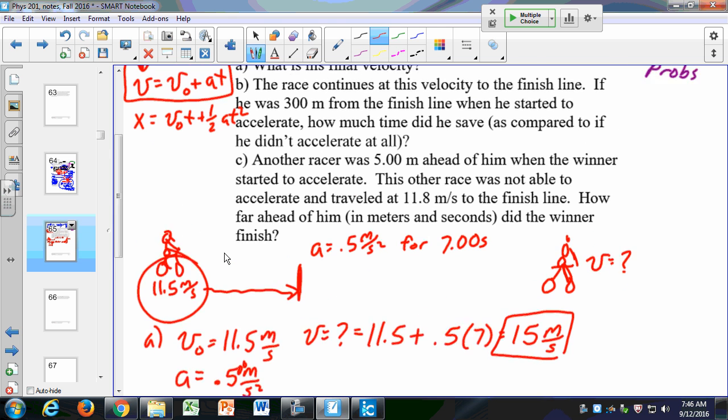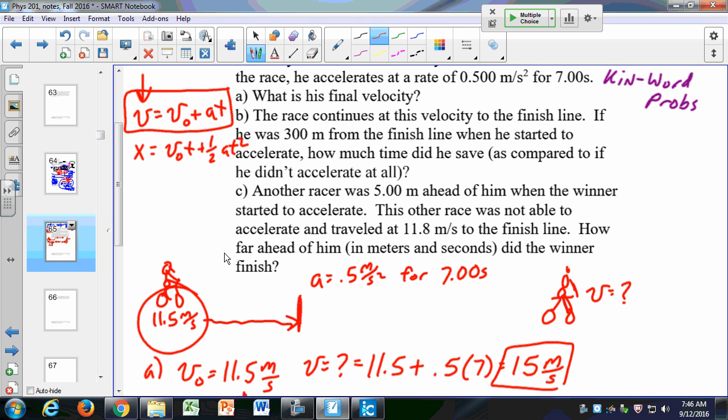Now in part B, it says that the race continues at this velocity to the finish line. If he is 300 meters from the finish line when he started to accelerate, how much time did he save as compared to if he didn't accelerate at all?